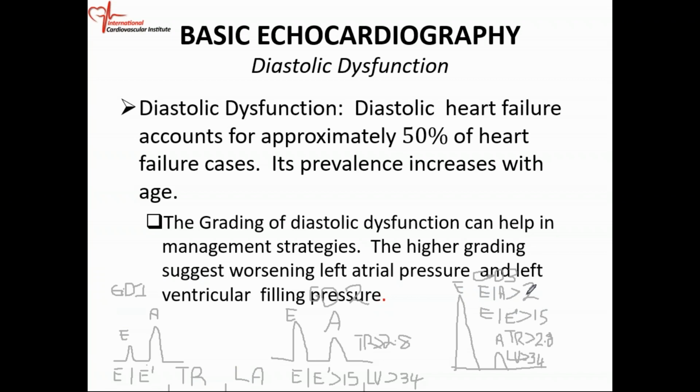Grade 3, easy. E to A ratio is greater than 2, EE prime ratio greater than 15, TR velocity greater than 2.8, left atrial volume index greater than 34. Your grade 2 is your so-called pseudonormal. Okay, the E is bigger than the A, but the ratio is not greater than 2. And then you have other evidence of increased left atrial volume and pressure. Okay, left atrial volume greater than 34 mLs per meter squared, TR velocity greater than 2.8 meters per second, EE prime ratio greater than 15. So this is an easy way to grade diastolic dysfunction.